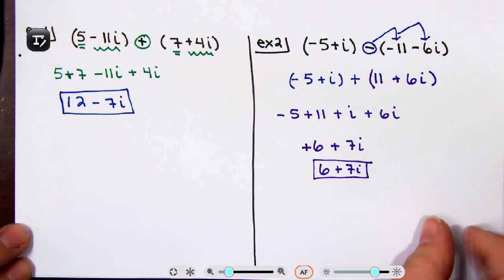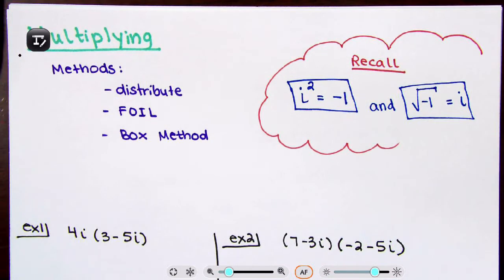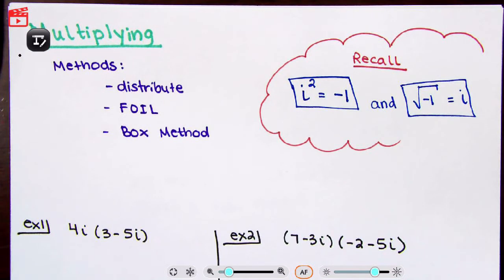All right, moving on to the next ones. Let's talk about multiplying. Multiplying is going to be exactly the same thing that we did when we were multiplying polynomials, binomials, things like that. You have 3 methods. You can either distribute, you can FOIL, or you can use the box method. If it's not a monomial, if it's not one term that you are multiplying, I choose the box method. It's just easier for me to separate things out and make them nice and neater.